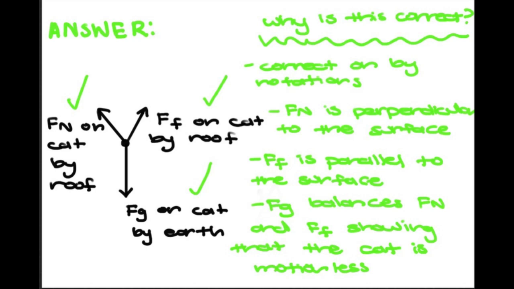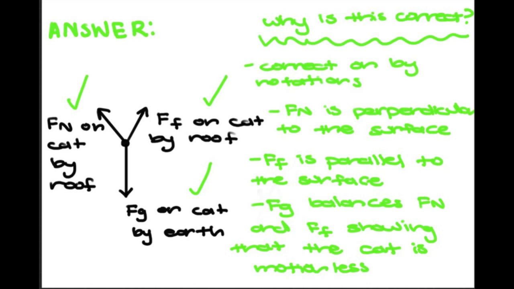This should be the answer you got. Why is this correct? It is correct because the on-by notations point in the right directions. Fn is perpendicular to the surface. Ff is parallel to the surface. Fg balances Fn and Ff, showing that the cat is motionless.